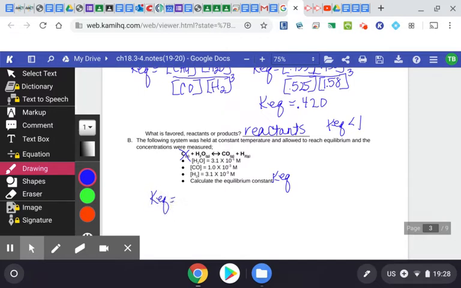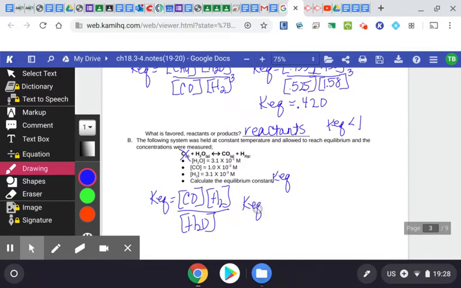So we're going to start by writing that expression. So it's products over reactants: the concentration of carbon monoxide times the concentration of hydrogen, both with a coefficient of 1, divided by the concentration of water. Again, I don't include carbon because that was a solid. All of them have a coefficient of 1, so they're all to the power of 1, which again is understood.